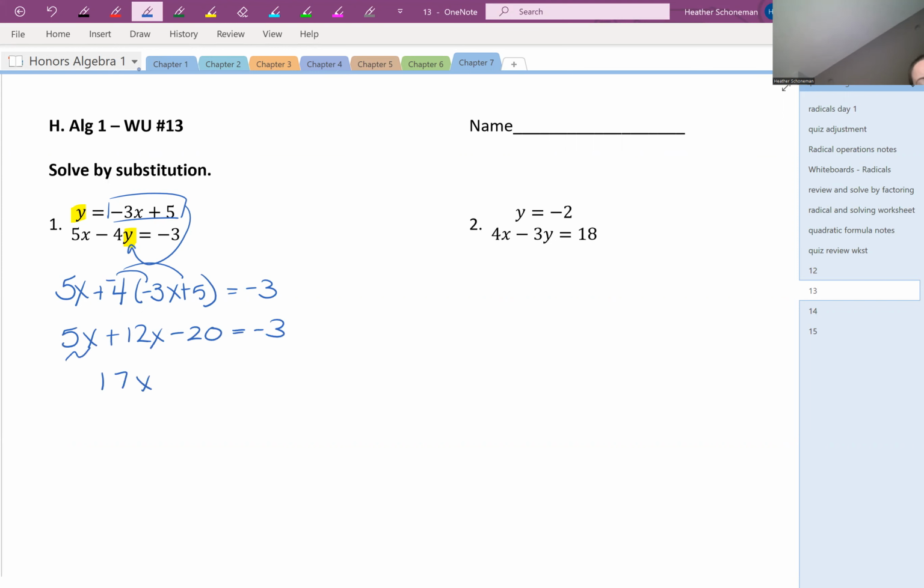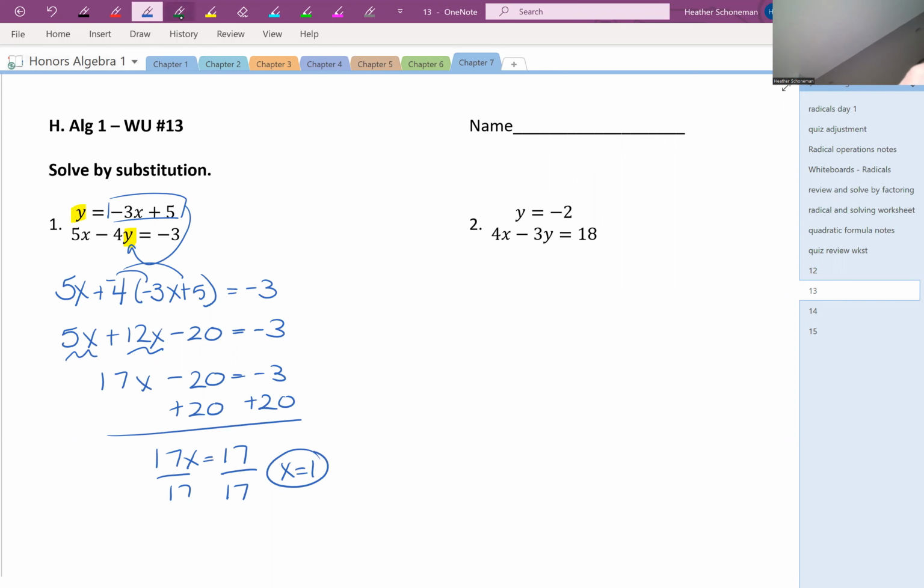Combine like terms. 5x and 12x is 17x. Add 20 to both sides. So I get 17x equals 17. Divide by 17, and so x equals 1. But remember, we're not done yet until we find the x and the y.